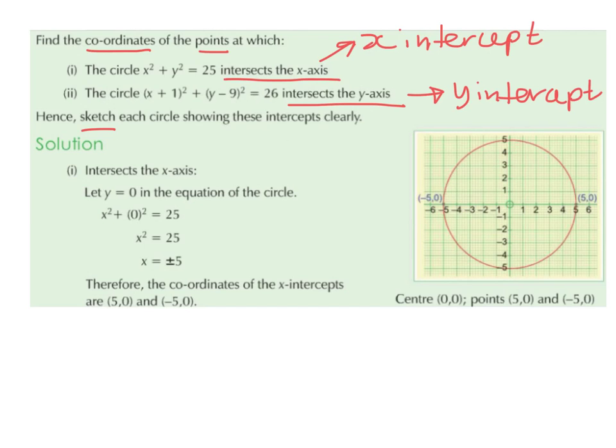So part 1, we're trying to find the x-intercept. So we're going to let y equal 0. We swap that y for 0, so we have x squared plus 0 squared equals 25. 0 squared cancels out, so we have x squared equals 25. So x is going to be equal to the square root of 25, and the square root of 25 is plus or minus 5. Therefore, the coordinates of the x-intercepts are going to be 5, 0 and minus 5, 0.